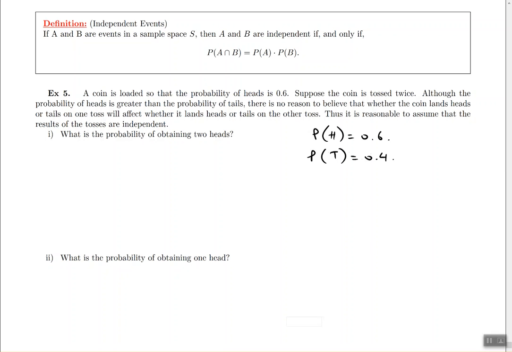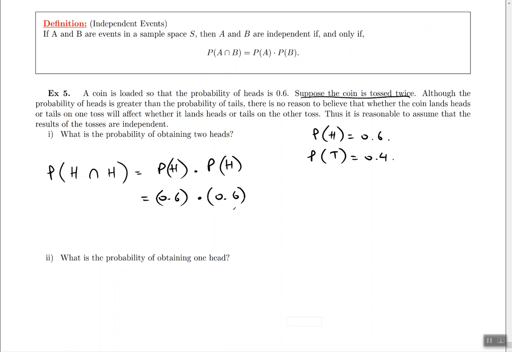Okay, so now the question is, what's the probability of obtaining 2 heads? So you toss the coin twice. What's the probability of landing 2 heads? So the probability of landing heads on the first try and heads on the second try. Well, the probability of landing heads the first time is 0.6, right? So that's the probability of landing heads the first time, multiplied by the probability of landing heads the second time. So 0.6 for the first time, and since the events are independent, we multiply by 0.6. So the solution there is going to be 0.36.